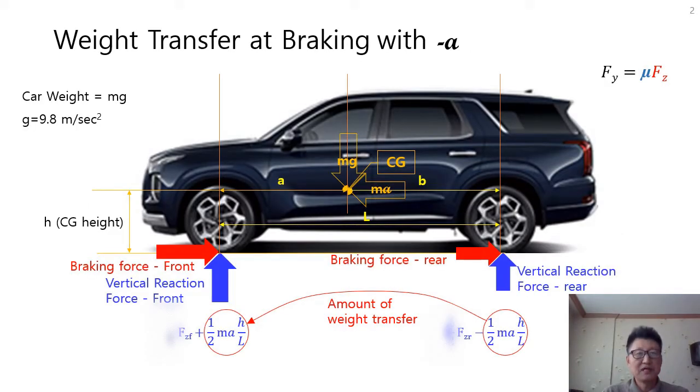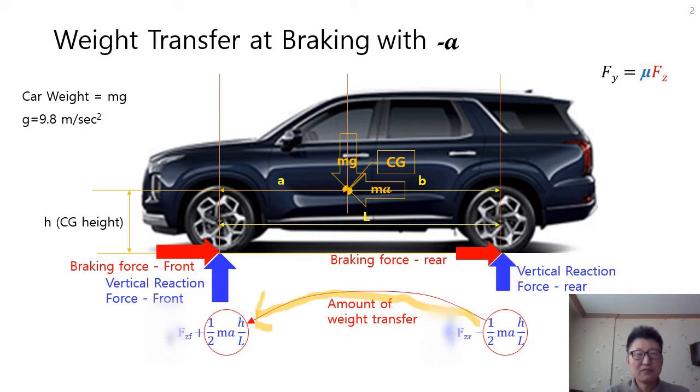I picked up this slide from my previous video. As I explained, front tire braking force and the vertical reaction force are bigger than those of rear tires because of the weight transfer we have discussed already. For this reason, the front brake capacity is always designed bigger than the rear one to endure this transferred weight, like this.